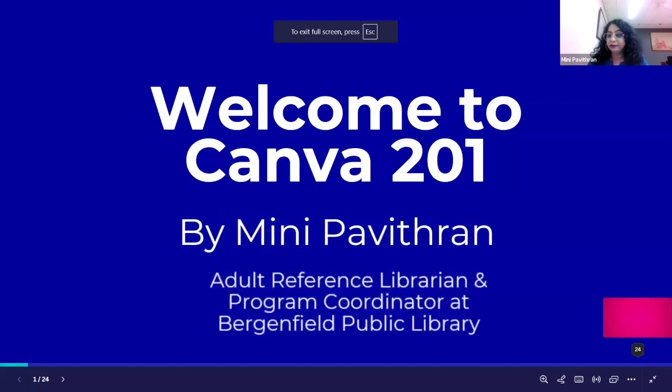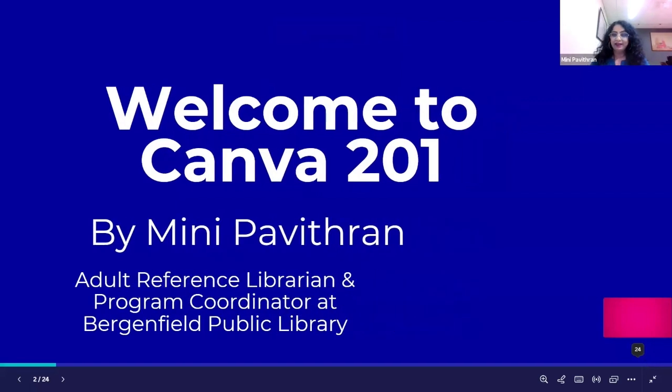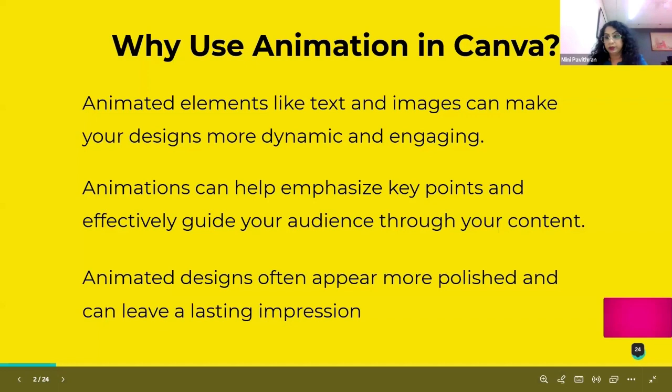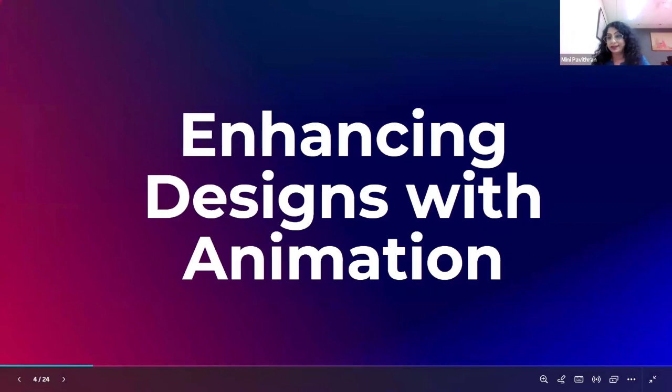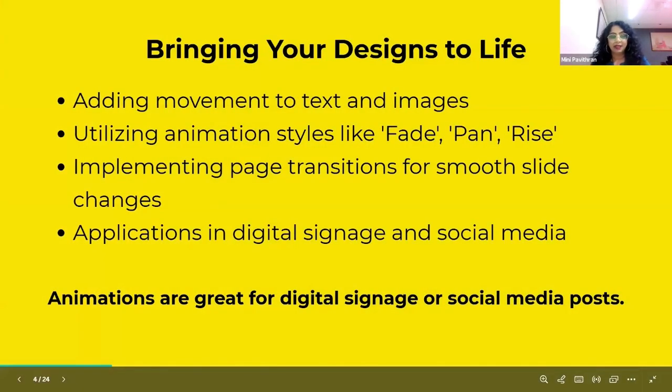So welcome to Canva 201. I'll be talking about why we use animation in Canva. Animations make your designs more dynamic, highlight key points, guide your audience, and add a polished and professional touch to your creativity. So let's see how animation can enhance our designs. In Canva, you can add movement to text and images with styles like fade, pan, rise, and use page transitions and smooth slide changes, perfect for digital signage and social media.